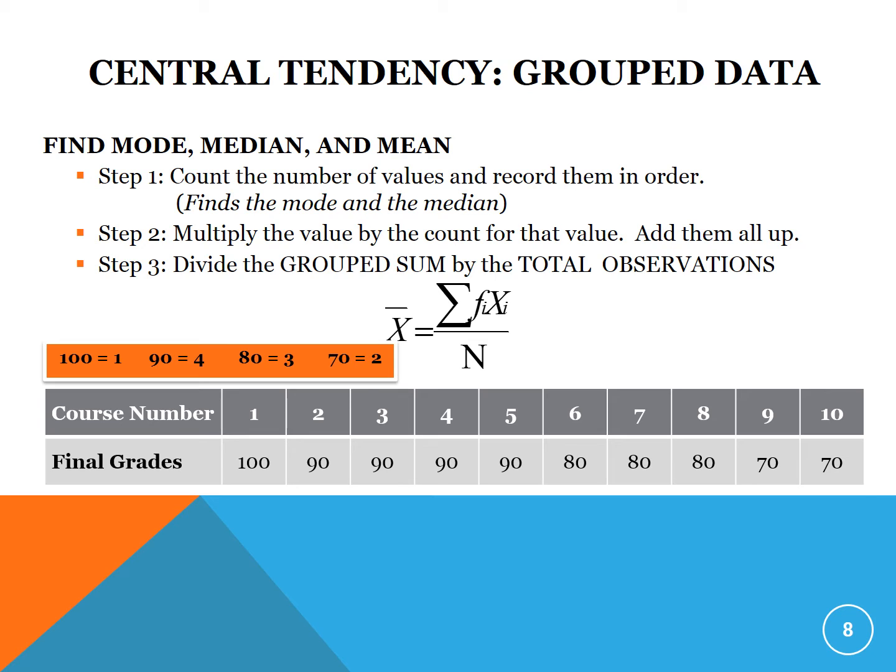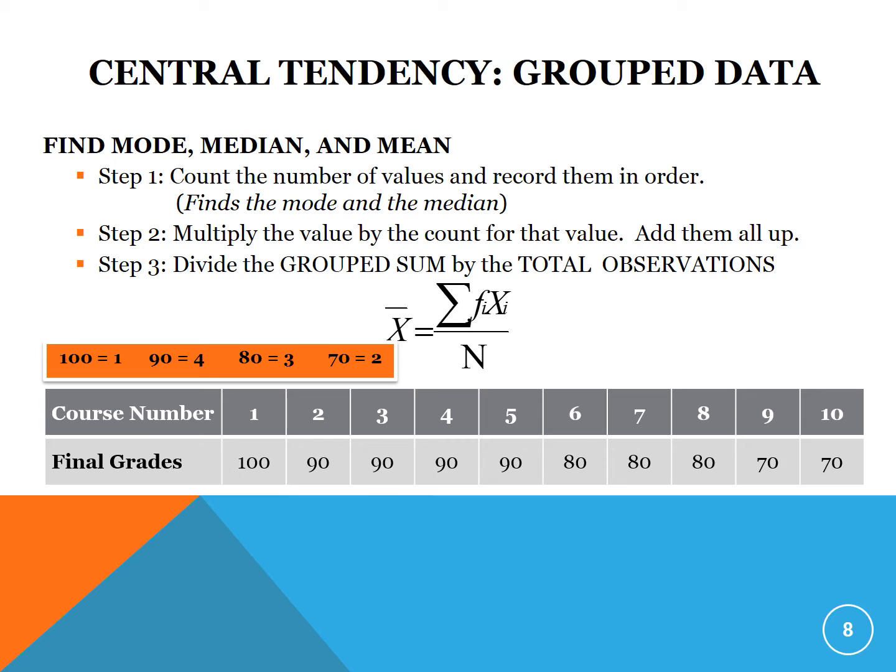Now, step 2. We multiply the value by the count for that value. Add them all up. So first, maybe I should have made that add them all up the 3rd step. But here's what we mean here. Multiply the value by the count for that value.